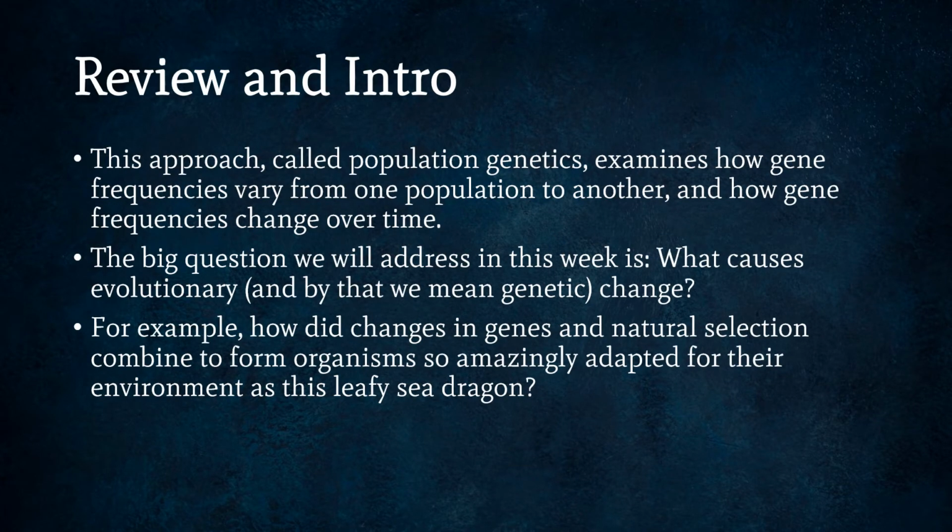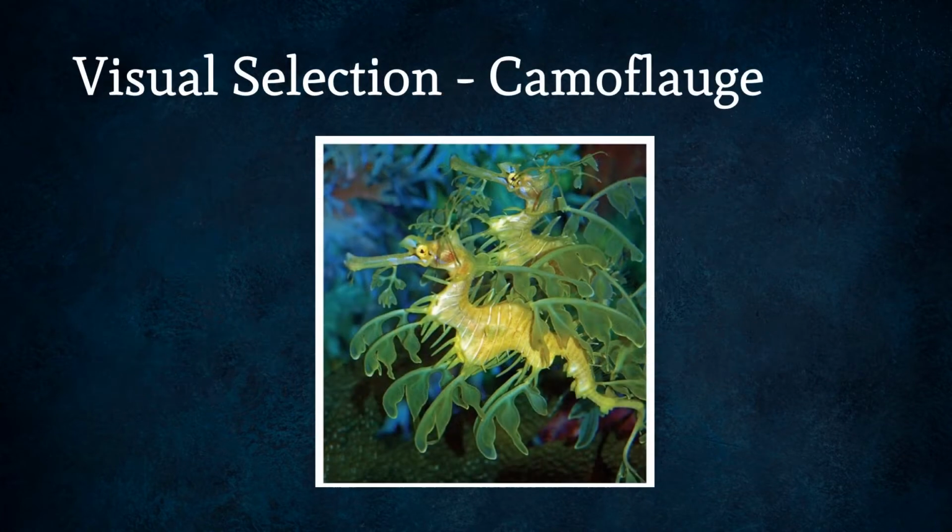This approach, called population genetics, examines how gene frequencies vary from one population to another and how gene frequencies change within a population over time. So the big question we will address this week is, what causes evolutionary or genetic change? For example, how did changes in genes and natural selection combine to form organisms so amazingly adapted for their environment as this leafy sea dragon? Here is the sea dragon.